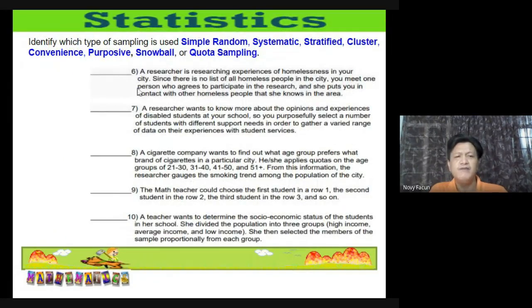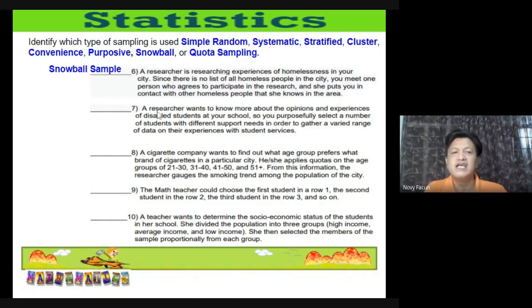Okay. Next, we have number six. A researcher is researching experiences of homeless in your city. Since there is no list of all homeless people in the city, you meet one person who agrees to participate in the research, and she puts you in contact with other homeless people that she knows in the area. Di ba? Ito yung tinatawag nating snowball sample. Di ba? Pag sinabi ng snowball, ito yung kukuha ka lang ng isang taong magre-recruit doon sa iba pa.